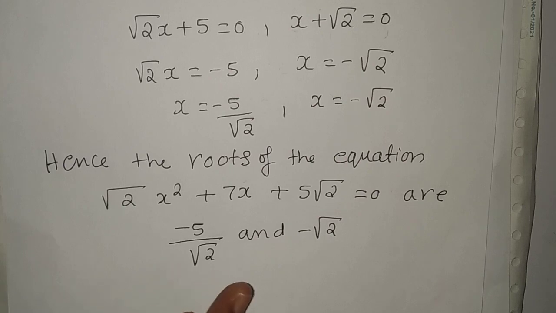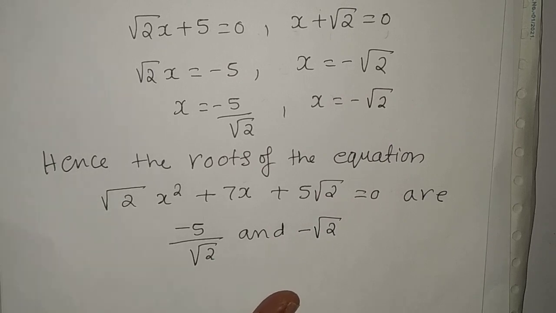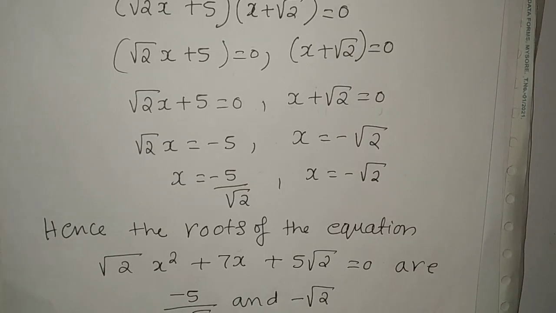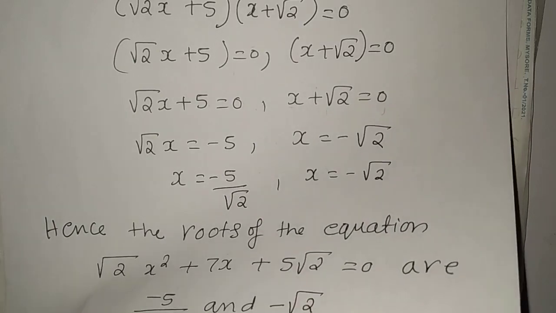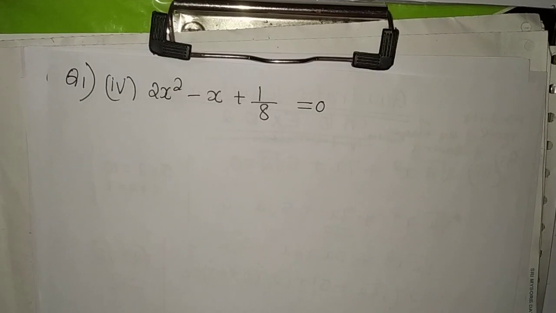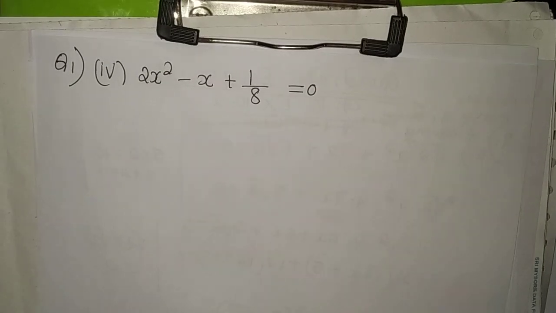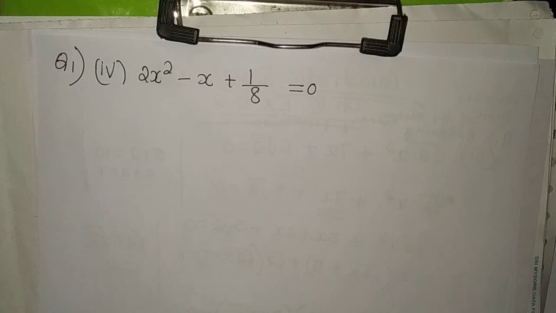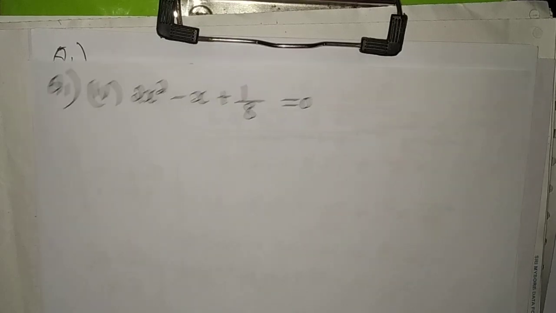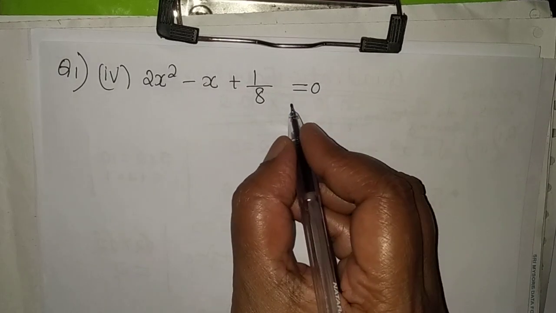So this is the solution for this third question. We move on to the fourth one. Fourth is 2x square minus x plus 1 by 8 is equal to 0. So we'll see how to find the roots of this quadratic equation.